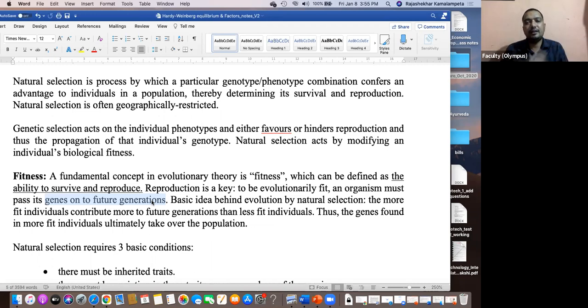This is a key event in evolution, and that is why that area has been in focus. So reproductive fitness would allow the transfer of genes to the next generation. So reproductive fitness is the key aspect in evolution. The more fit individuals contribute more to future generations than the less fit individuals.